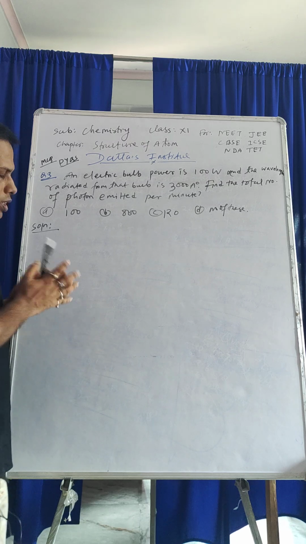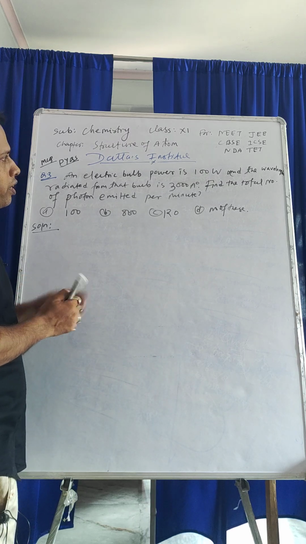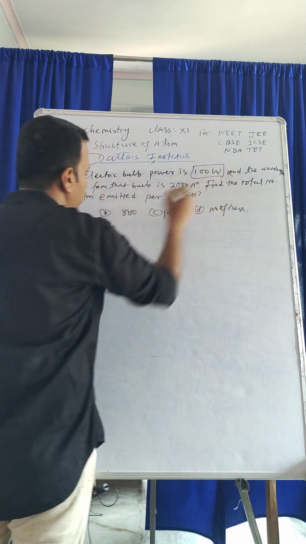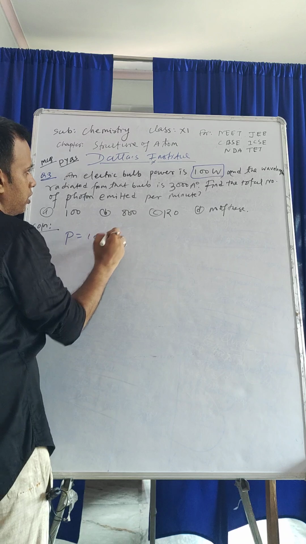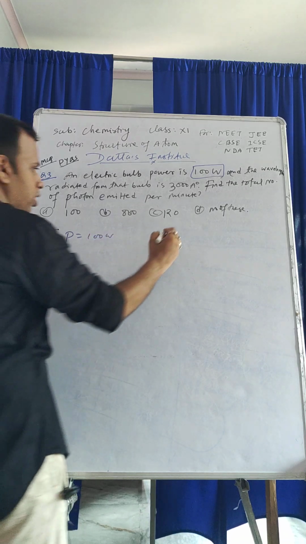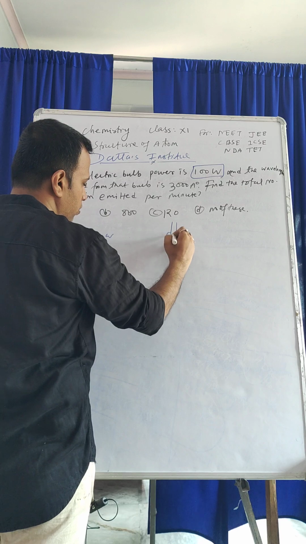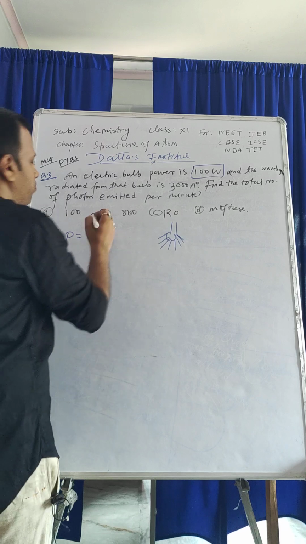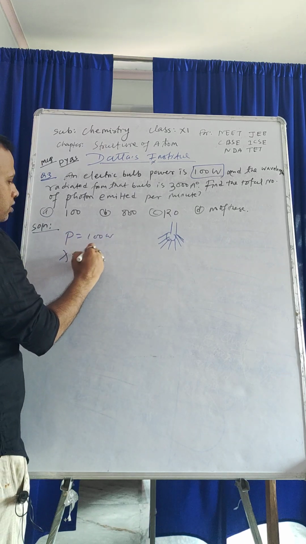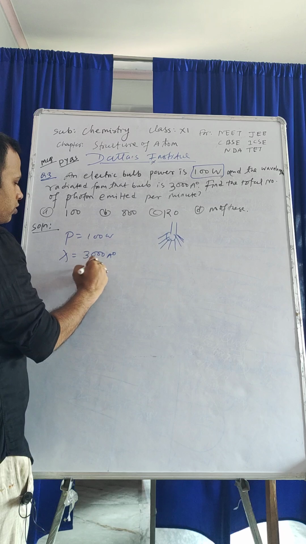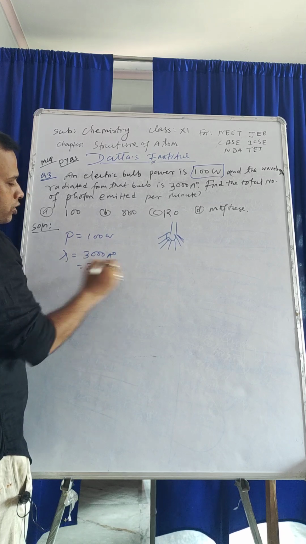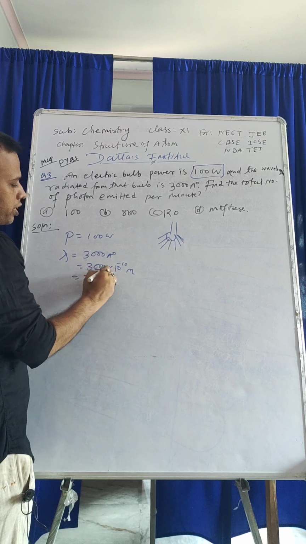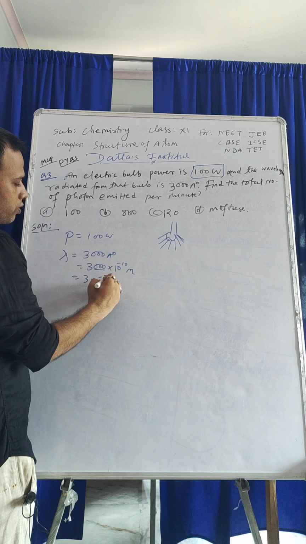So the question is like this: an electric bulb power is 100 watt. So here what is given? Power is given. So power P is 100 watt, and the wavelength of the radiated light from the bulb. Suppose this one is a bulb, and the photon is radiated from this bulb, that is light is radiated. So the wavelength is 3000 Angstrom. So that is 3000 into 1 Angstrom, which is 10 to the minus 10 meter. It is 3 into 10 to the minus 7 meter.